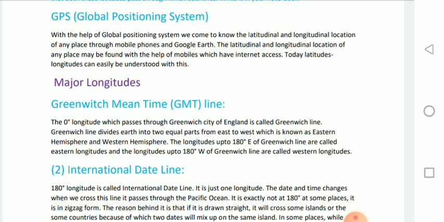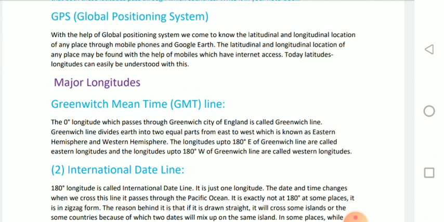GPS. Full name is Global Positioning System. With the help of the Global Positioning System, we come to know the latitudinal and longitudinal location of any place through mobile phones and Google Earth. The latitudinal and longitudinal location of any place may be found with the help of mobiles which have internet access. Today, latitudes and longitudes can easily be understood with this.